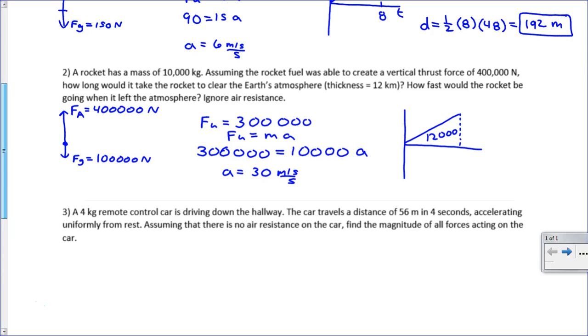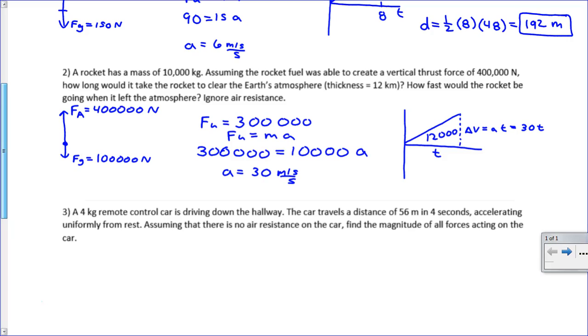We also know the acceleration is 30. Now, anytime that you know the distance traveled and you know the acceleration but you don't know anything else, what we end up doing is setting this equal to t. We call this the change in velocity, which is equal to acceleration times time, which in this case equals 30t.